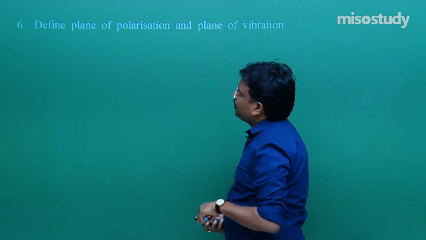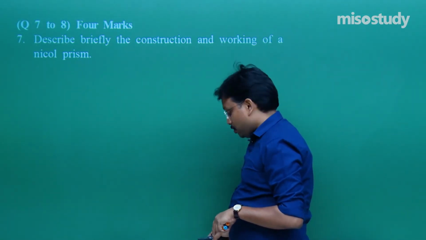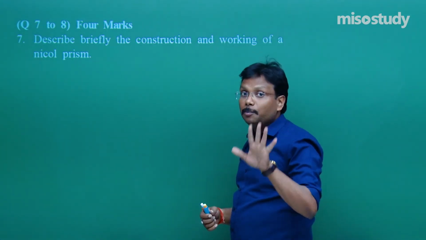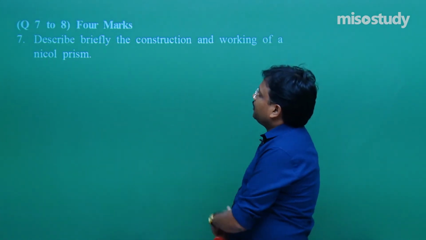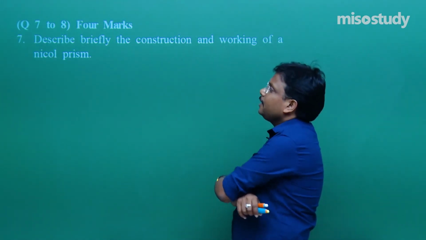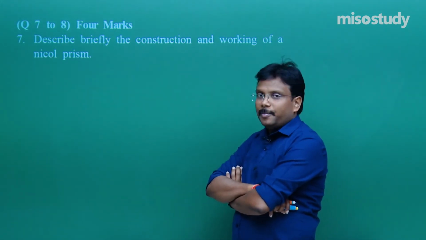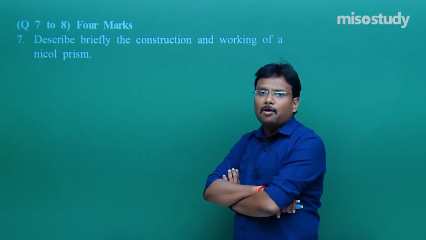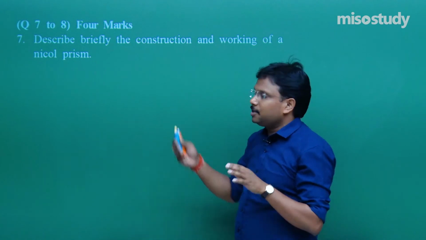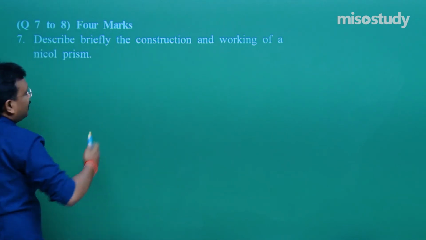Then comes question number 7. Now, 7 and 8 are 4 marks questions. So, here obviously you have to expand your answer to more than one page with proper information. Describe briefly the construction and working of a Nicol prism. Already I provided the details of this Nicol prism in one of my regular videos, but just for the sake of a fresh revision, I would like to mention some important points over here. So, first you should start writing the answer like this.